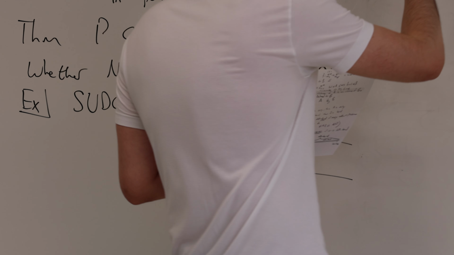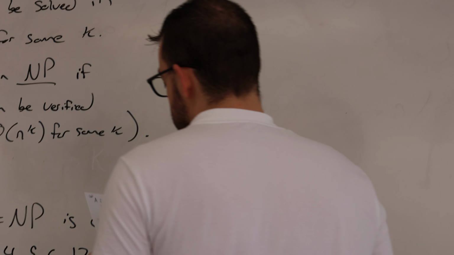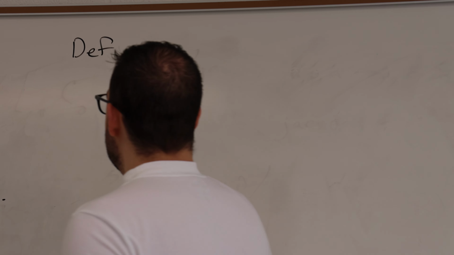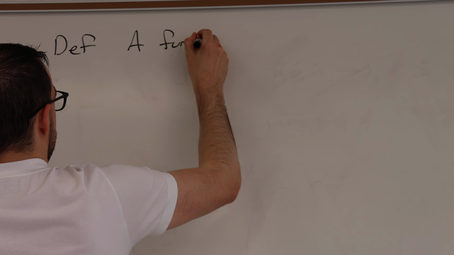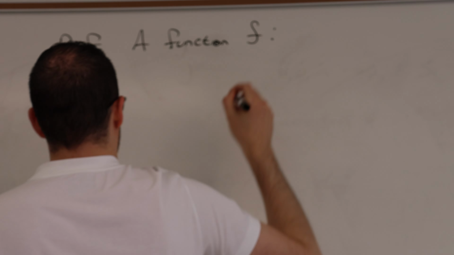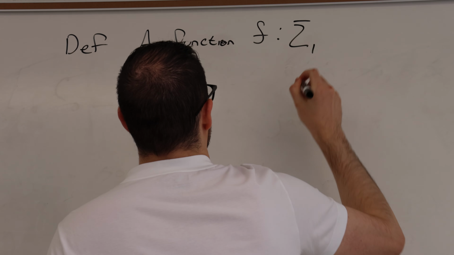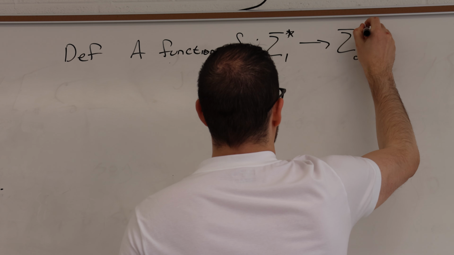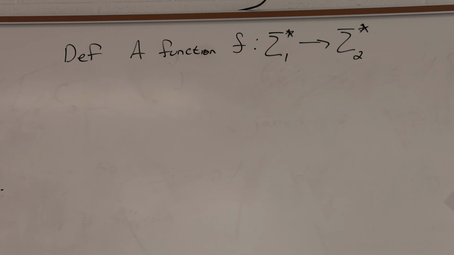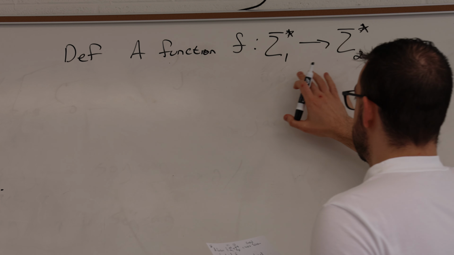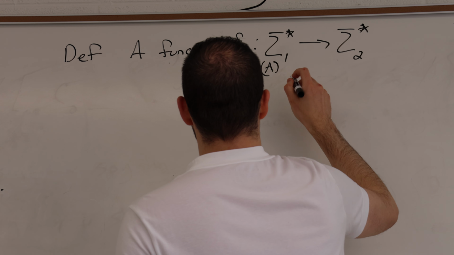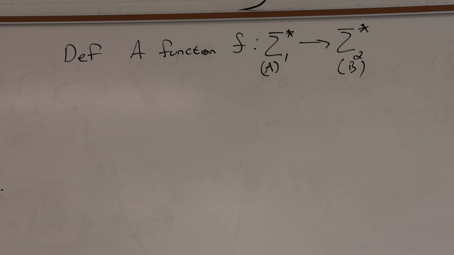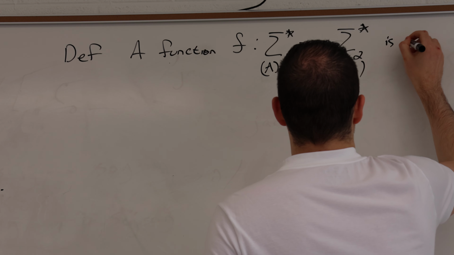All right, so this brings us to the idea of a reduction in theoretical computer science. So we're going to call a function f from the set of all finite strings sigma 1 star to another set of all finite strings sigma 2 star. And we'll think of this as two problems. So here you can think this is defining a decision problem A, and this is defining another decision problem B. We're going to call this function a reduction.